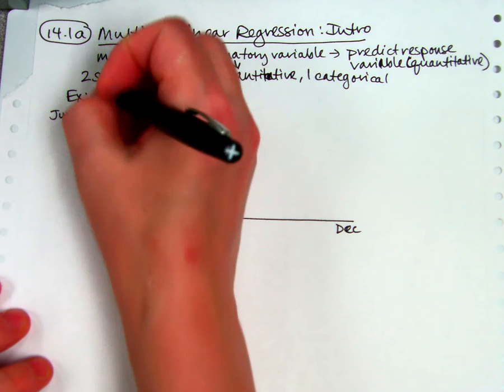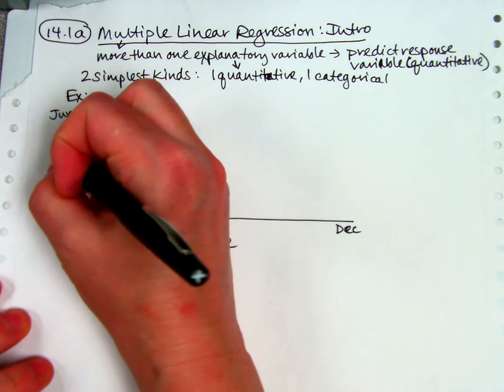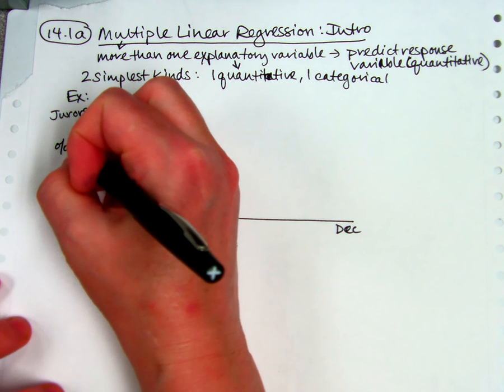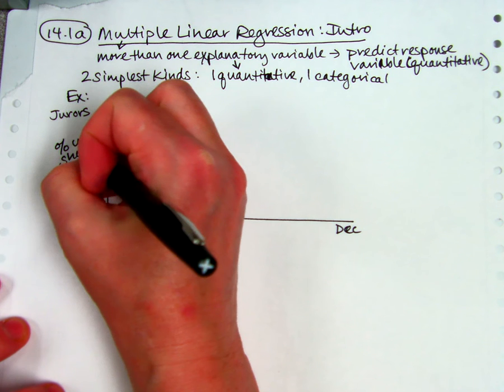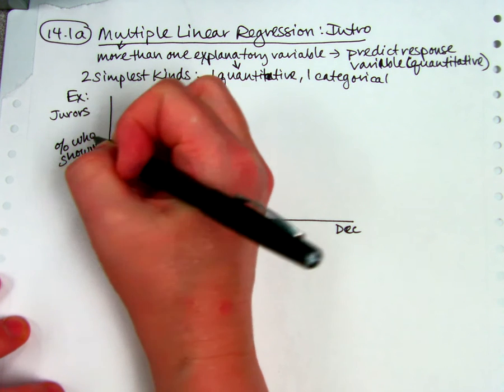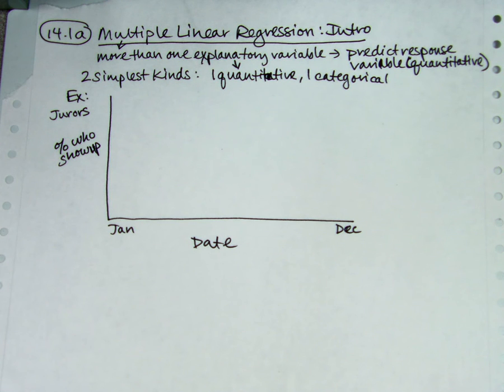And so the y-axis thing that we're trying to predict is the percent of people who are called who actually show up. And the people running this whole deal, the government, is trying to get this number higher. We're trying to increase the number of people who showed up.